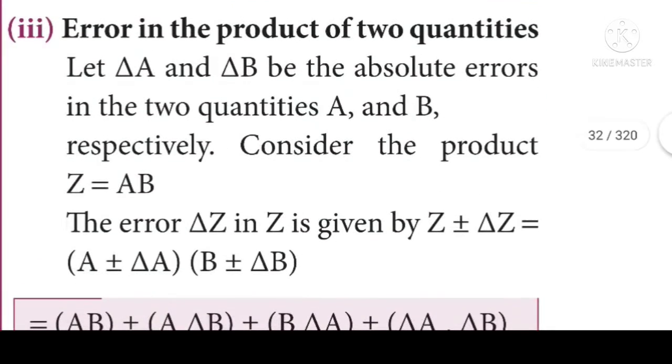Next one, error in the product of two quantities. Let del A and del B be the absolute errors in the two quantities A and B respectively. Let us consider the product as Z is equal to A into B. The error del Z in Z is given by the relation Z plus or minus del Z is equal to A plus or minus del A into B plus or minus del B.